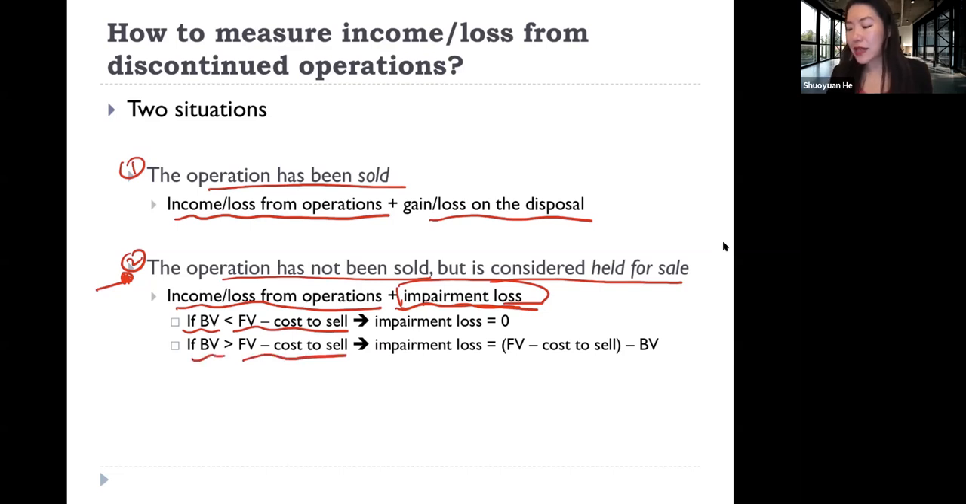We don't need to recognize impairment loss. However, if we estimate that what we're going to get in the future from disposing this operation is less than the current book value of the operation, we need to calculate our impairment loss, and we need to recognize this impairment loss immediately in the current period. And this impairment loss is basically fair value of this operation minus cost to sell, which is basically what we estimate that we can get from disposing this operation, minus the book value of the operation.